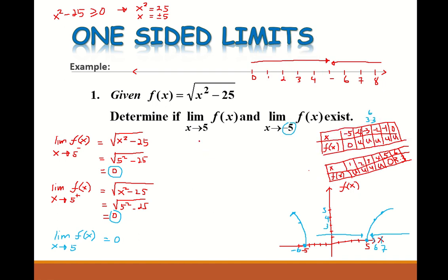Okay, so we will do the same. So we have the limit of f of x as x approaches, so this time, x approaches negative 5. Okay, negative 5. So this is the two-sided limit, which is equal to the square root of x squared minus 25.